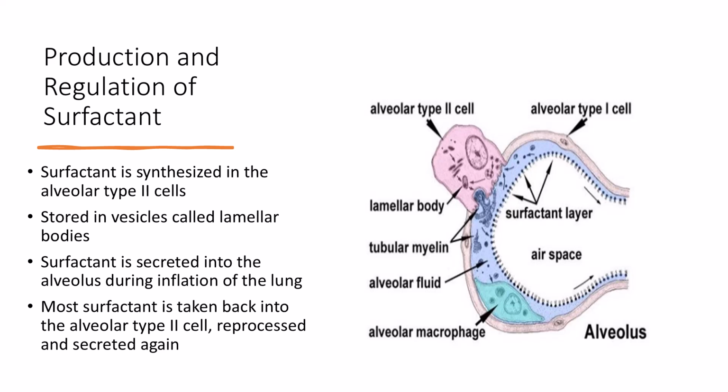The type 2 pneumocytes synthesize surfactant in their lamellar bodies, which are specialized organelles that store the surfactant components before secretion. The process begins with the synthesis of phospholipids and surfactant proteins in the endoplasmic reticulum and Golgi apparatus of the type 2 cells. These components are then packaged into lamellar bodies, where they are organized into a highly ordered structure.